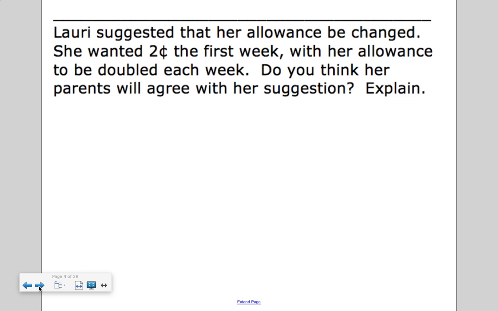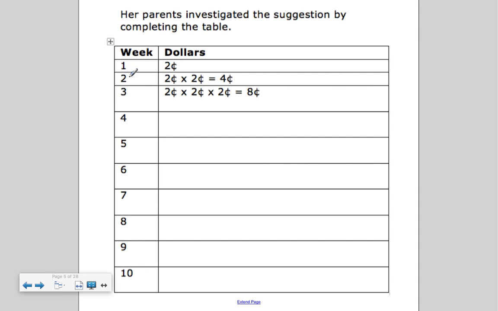I honestly think so. But let's do the mathematics just to make sure, because as a math teacher, I would have liked to make sure I got all my x's and zeros in a row. So in week 1, she gets 2 cents. In week 2, she gets 4 cents because we doubled that amount. In week 3, she gets 8 cents. In week 4, we copy week 3, and we double that amount. So 2 times 2 is 4, times 2 is 8, times 2 is 16 cents.